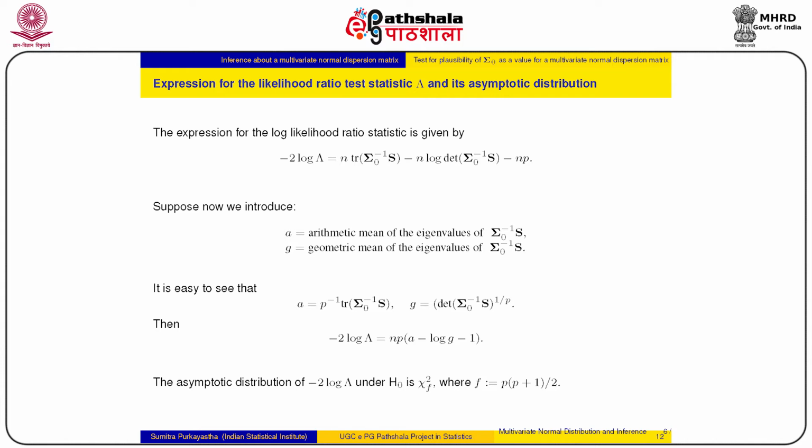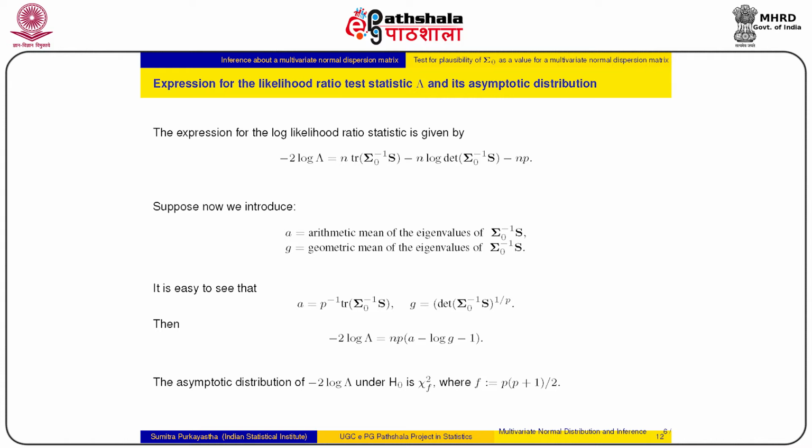So let's see what is the expression for the likelihood ratio test statistic lambda now, and what is the asymptotic distribution. Let us recall that in order to obtain the expression for the likelihood ratio test statistic, we have to look at the maximized likelihood under H naught divided by the maximized likelihood without any restriction on the parameter, and then take the ratio, and then we have to look at the minus 2 log lambda. Lambda is the likelihood ratio, minus 2 log lambda is known as the log likelihood ratio statistic.